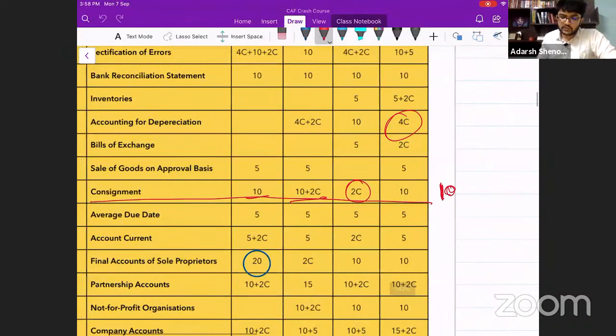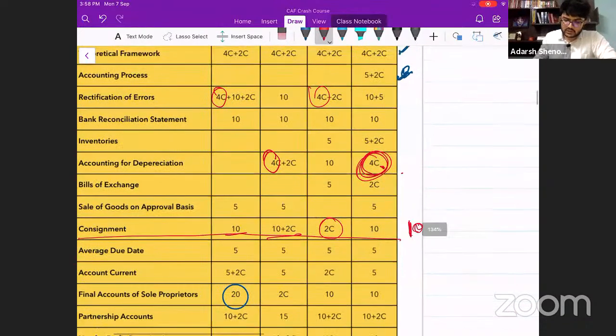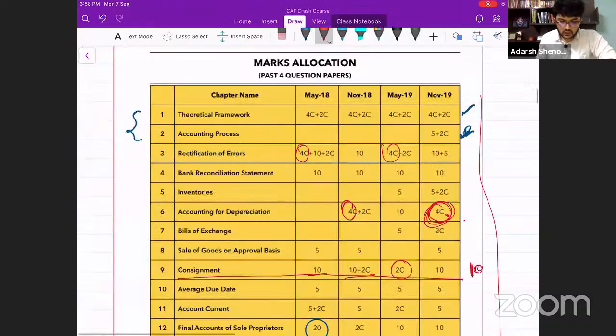If not the compulsory question, it will be, that is what I was telling you. See, either from here the compulsory question comes, or from here it comes, rectification of errors. But this is a sure shot question for your exam. In fact, in all the chapters there is a sure shot question. At least 2 marks for a true or false question will come, if not anything.